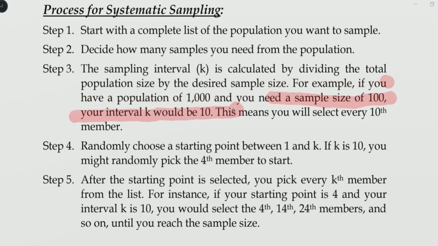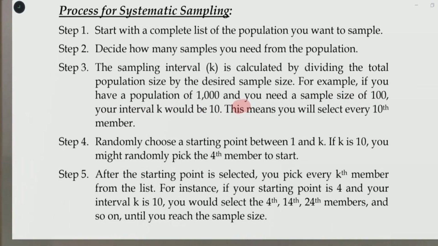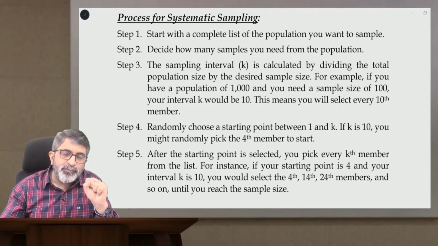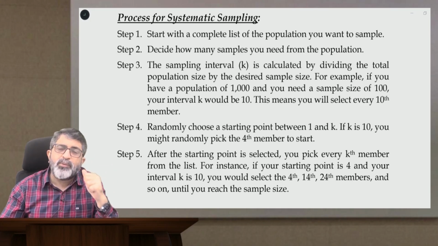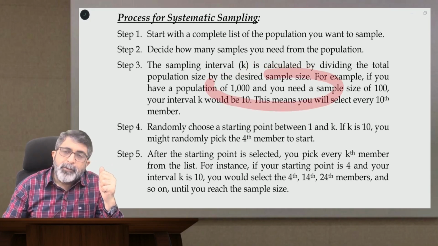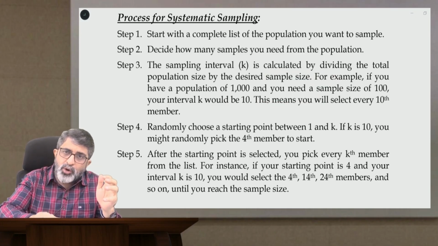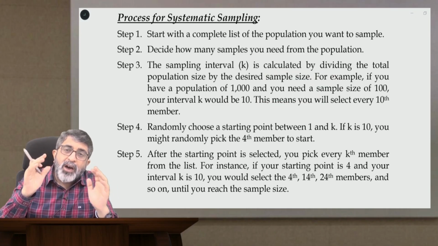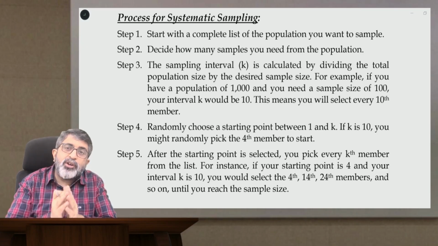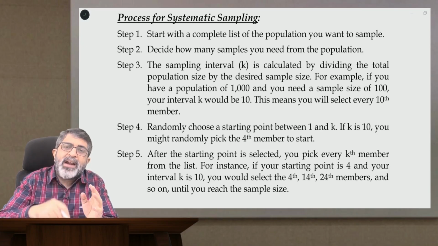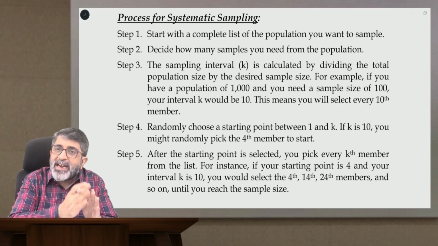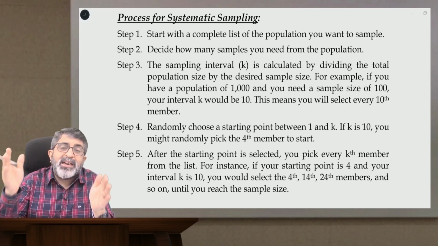would be 10. Now interval k is dependent on these two facts. What is the population size and what you want as your sample size. So in this example, if the population size is 1000 and you want to draw a sample of 100, that means your selection is going to be 1 out of 10. So your interval will be 10.